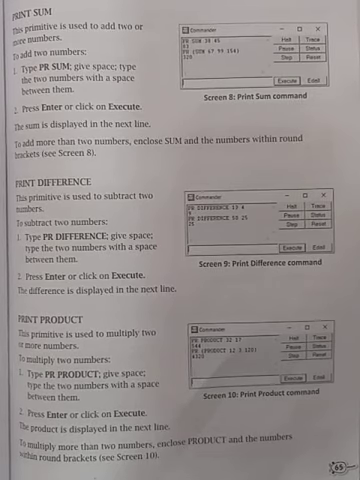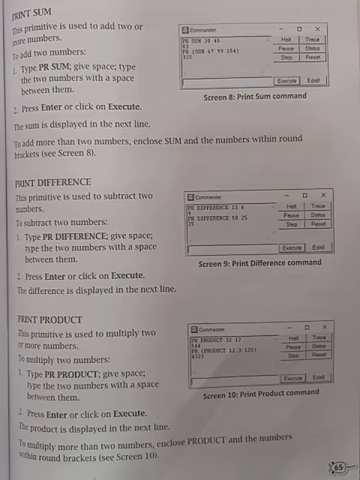Now the next is print difference. We can find here the difference of two numbers. To perform this operation or subtraction, type PR space difference, give space, type two numbers with a space between them, and simply press enter or the execute button. For example, PR difference 13 and 4, the result will be 9.